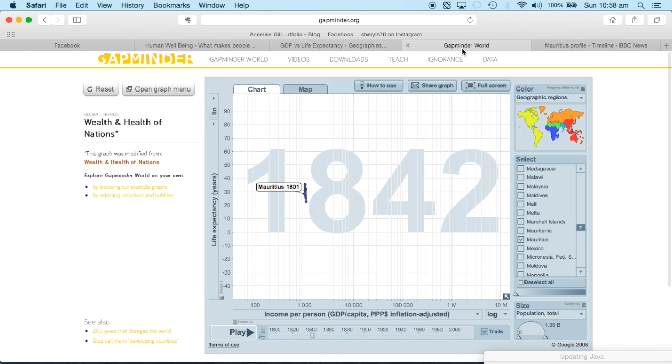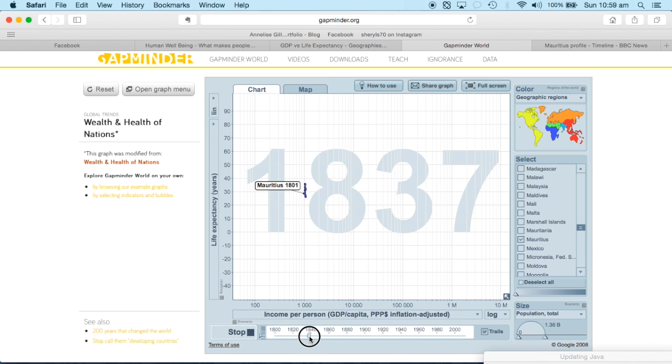Okay, so now I've got that timeline which shows me these different dates. So let's see if we can compare it. One of the big dips was in 1842. I don't actually have anything for 1842. I can't see the connection. Let's have a look. 1834 was when they abolished slavery, so that could account for a drop.